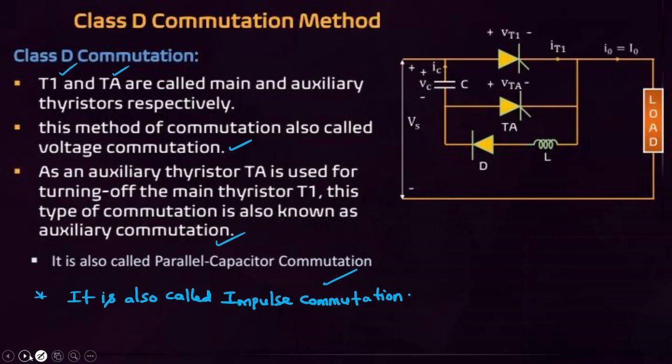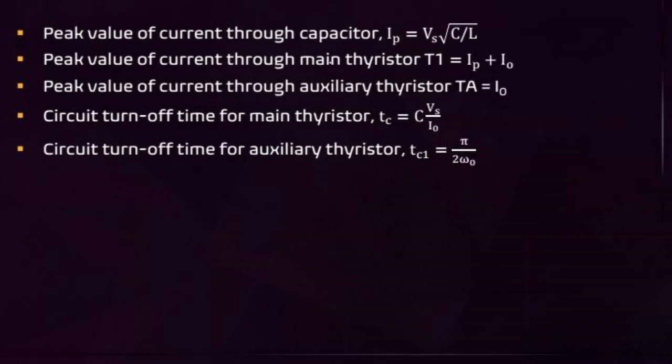Then what are the formulas that you have to concentrate on? Peak current through the capacitor, that is the LC circuit current, is Vs into square root of C by L. What is the peak current through the main thyristor? IP plus I0, where I0 is the load current. What is I0 here? The average value of load current.